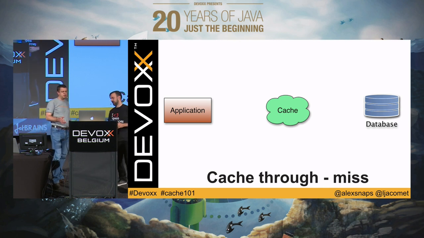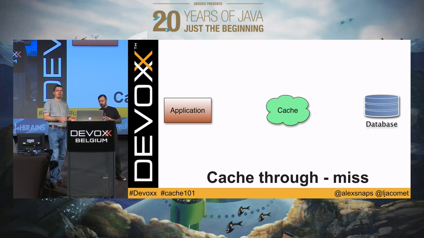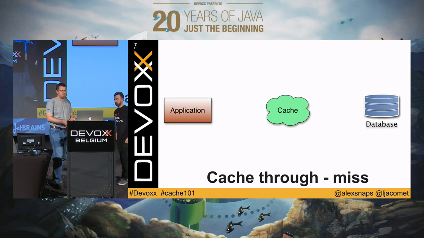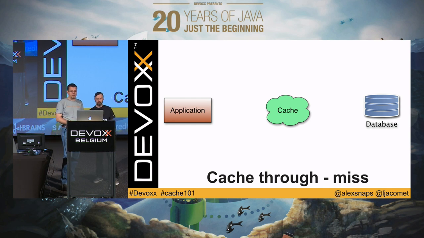Hibernate was a nice segue into cache through, because that's actually how you experience caching in Hibernate. It's not even like you have to deal with annotation or anything. It's the impression that Hibernate talks to your cache, and if it can't find the stuff in the cache, it talks to the database. And that's exactly what the cache through pattern is.